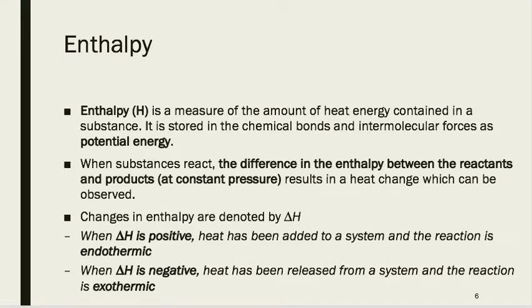So, the changes in enthalpy are denoted by the symbol delta H, okay, a change in enthalpy. If you have a delta H that is positive, then heat has been added to the system and the reaction is endothermic. When delta H is negative, heat has been released from the system and the reaction is exothermic. These are two very important things that I want you all to remember. Delta H is positive, endothermic. Delta H is negative, exothermic.